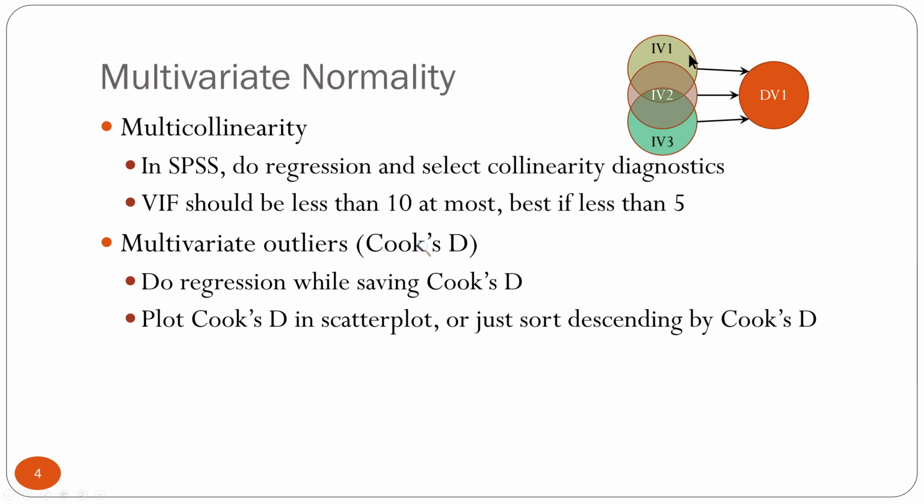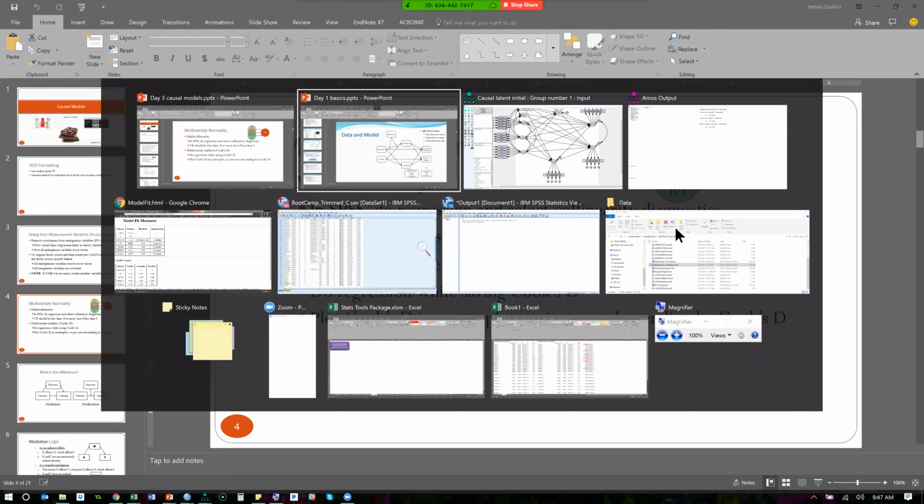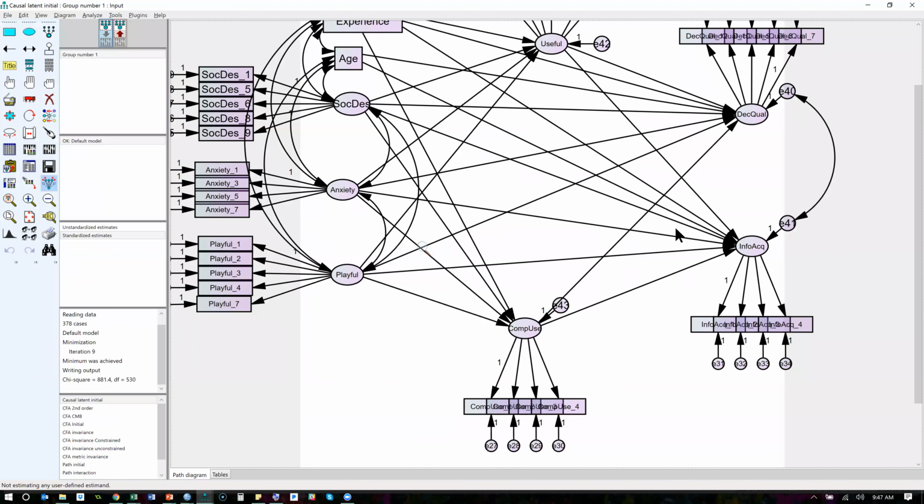So in this example, IV1 is predicting it, IV3 is predicting it, but is IV2 even useful? It's predicting a little bit of unique variance, but not much. How can we assess that? We actually can't do it in Amos, unfortunately. What we can do is use those factor scores we created earlier to do it in SPSS.